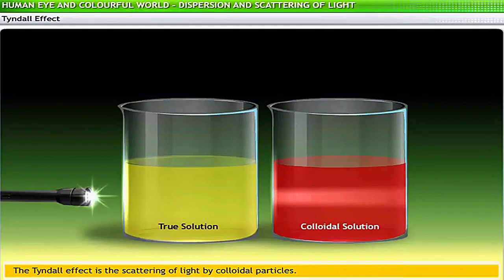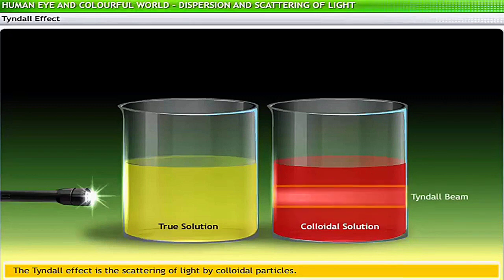Observe this narrow beam of light when I pass it through this colloidal solution. Wow! I can see the beam of light passing right through the solution. Yes, that is the effect of the scattering of light. When the beam of light is scattered by the colloidal particles in the solution, its path is illuminated. This phenomenon of the scattering of light is called the Tyndall effect. The illuminated path of the beam is called the Tyndall beam.